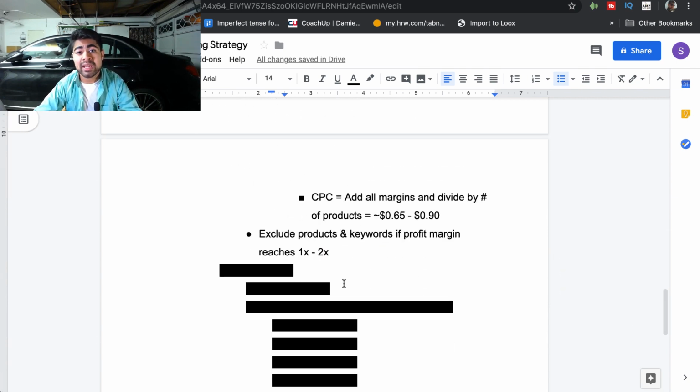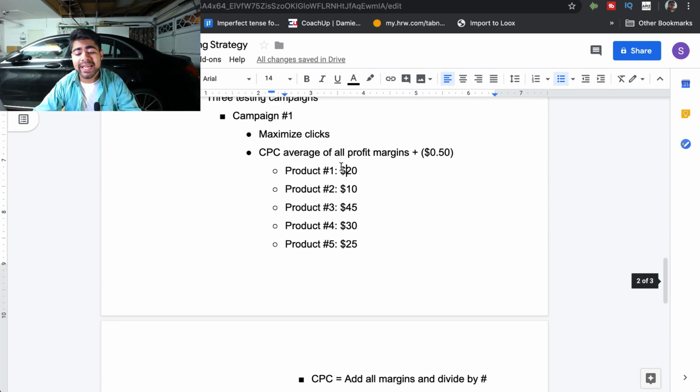That's the best way and the right way to fully test your products and make sure that you're not leaving any winners on the table. Because what happens is sometimes some products just take a little bit longer to really start optimizing and getting sales, but once they start getting sales, they're the main winning products. But this is exactly how you should be running campaign number 1.